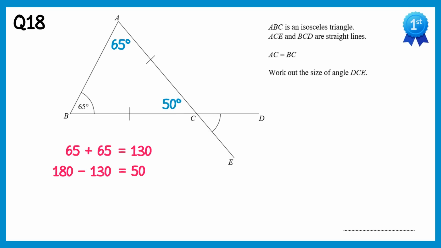Now we've been asked to find angle DCE, which is vertically opposite this 50 degrees. Therefore it's also 50. And that's the answer to the question.